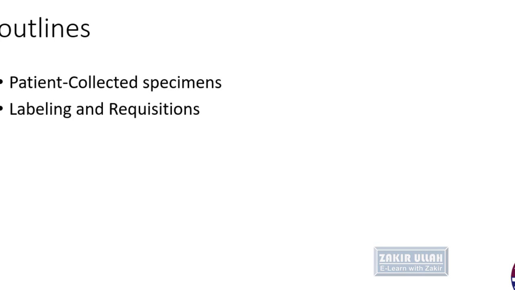Our second learning point will be labeling and requisition, or the documentation of these collected specimens: how to label, and what is the requirement of a request form. The third learning point is the safety of the patient, the safety of the specimen, as well as the safety measures for the personnel who are transporting and processing the sample. These are the major learning points of today's topic.